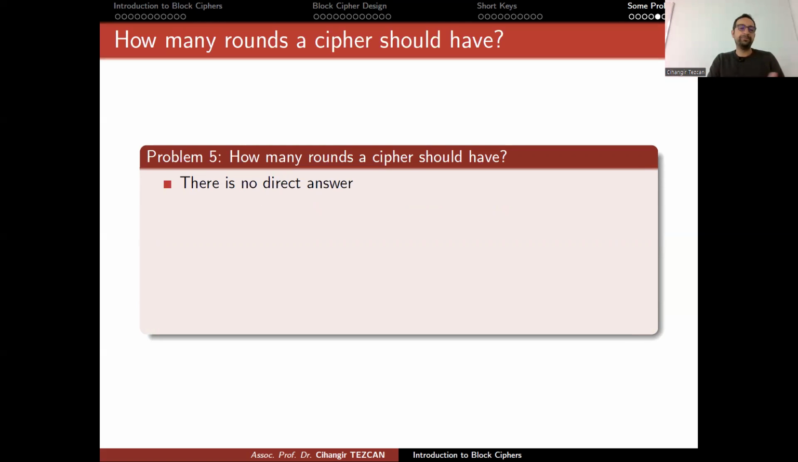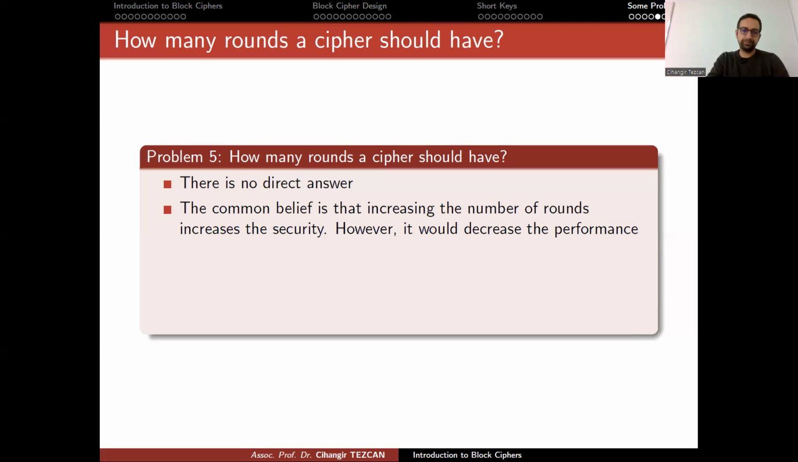The thing is that we don't have a direct answer. Actually, we don't have a mathematical solution to this, because I told you that confusion and diffusion are not measurable. But what we do in practice is that the common belief is that increasing the number of rounds increases the security. However, it would decrease performance. But if the cipher has a very special weakness, sometimes you break the cipher regardless of the number of rounds. Even if it is 1 million rounds, if there's such a weakness, then you break it anyway.